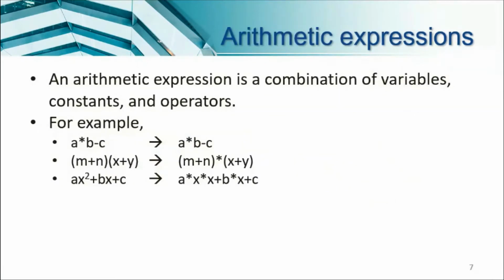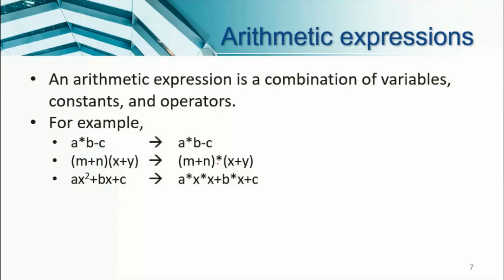We have said that an arithmetic expression is a combination of variables, constants and operators. So there can be constants also in the arithmetic expressions, like this, a into b minus c. That means first you have to evaluate a into b, then c is to be subtracted from it. So here is (m plus n) into (x plus y). So that is an expression.